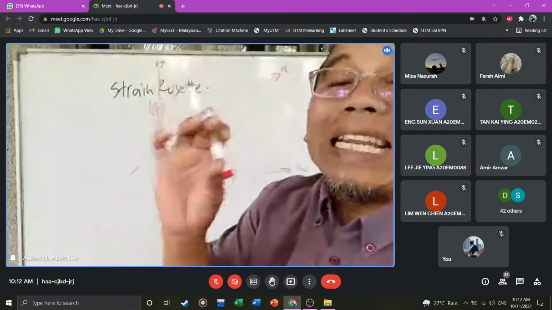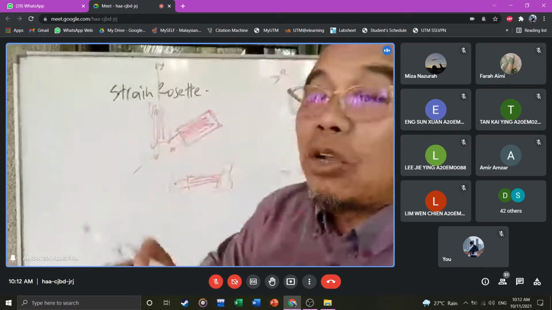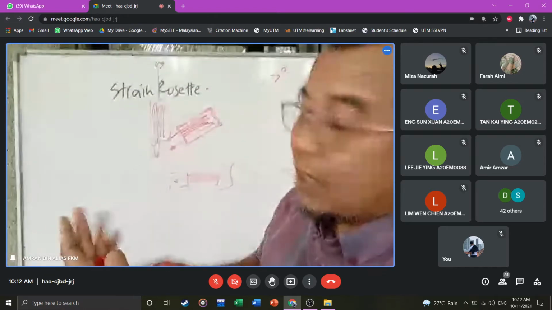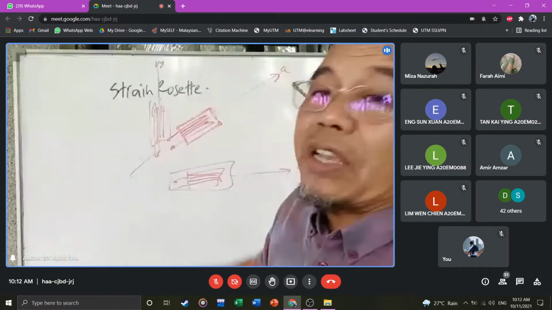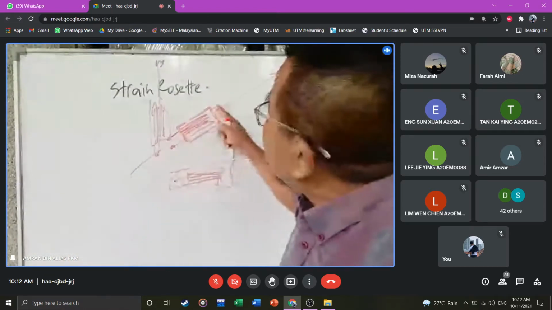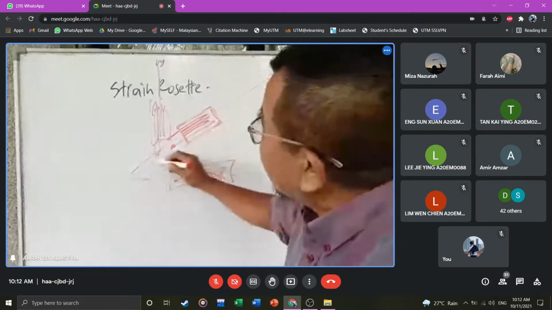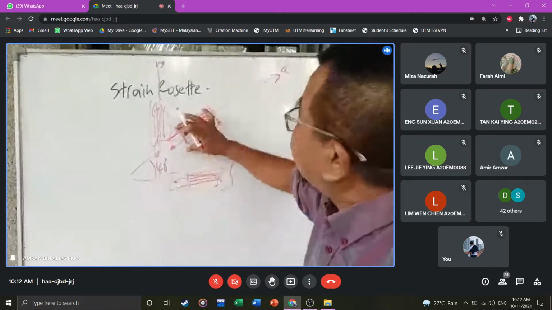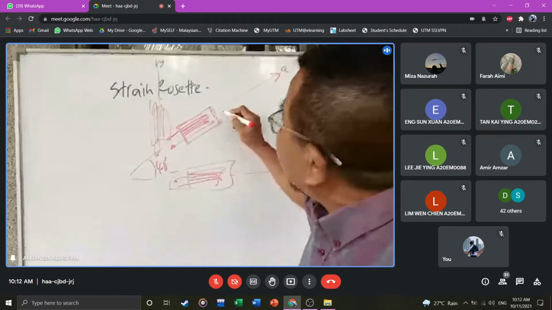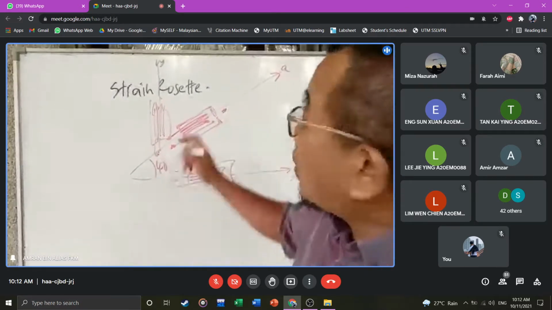So I put the strain gauge, I put the rosette, I glue it. This device here, I glue it to the surface of the metal. I glue it in that direction. Let's say this is 40 degrees from X. I put the strain gauge, so I got the value there. So what is this?